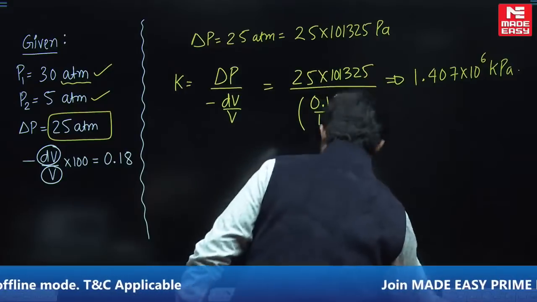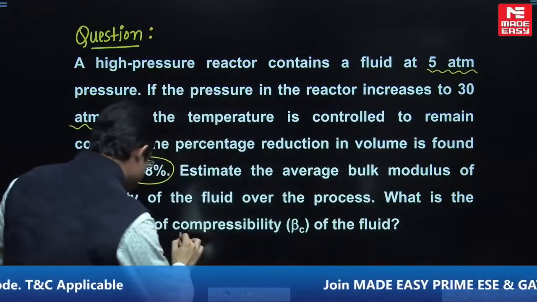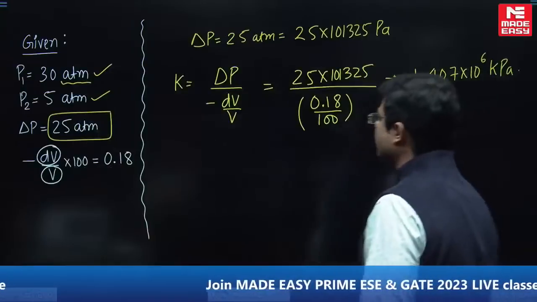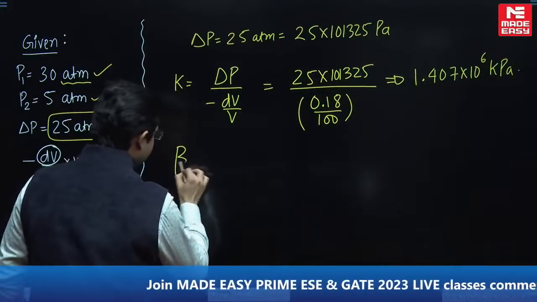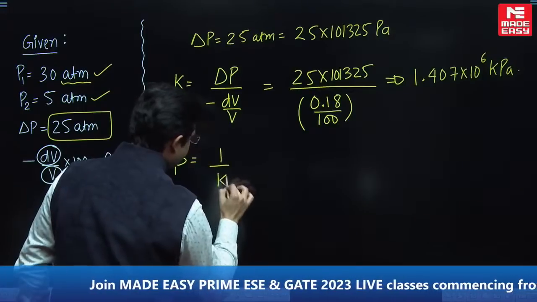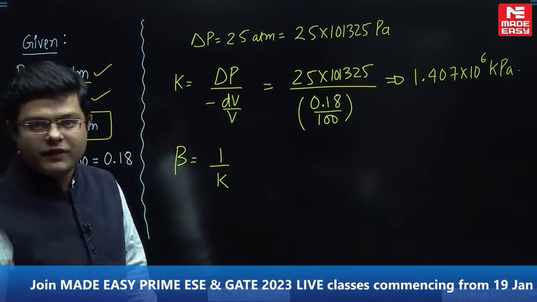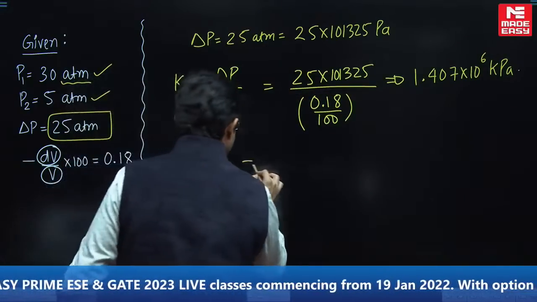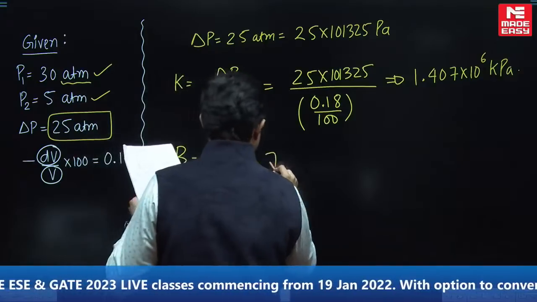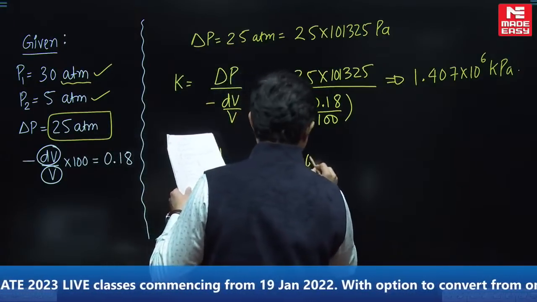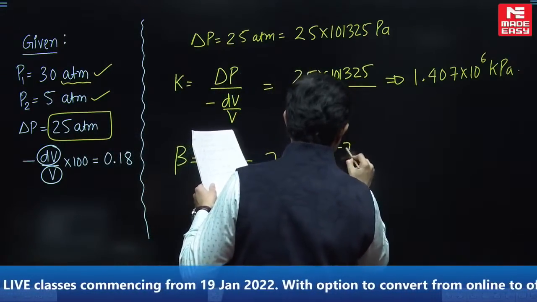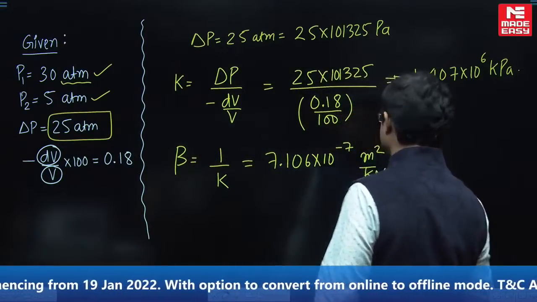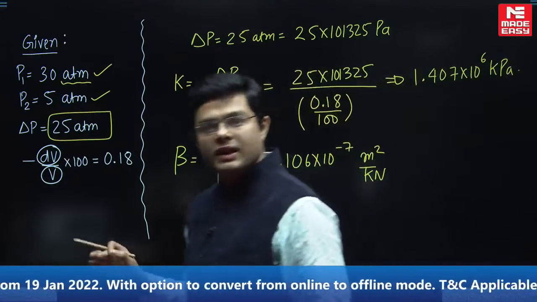But one more thing is asked in the problem. The problem is not over. It is the coefficient of compressibility. So he is asking you the compressibility also. So compressibility, which is beta, is actually defined as the reciprocal of bulk modulus of elasticity. Already the bulk modulus of elasticity is known. You put it here, do the reciprocal, you are going to get the answer as 7.106 into 10 to the power minus 7 meter square per kilonewton, and this is going to be your answer. Clear guys?